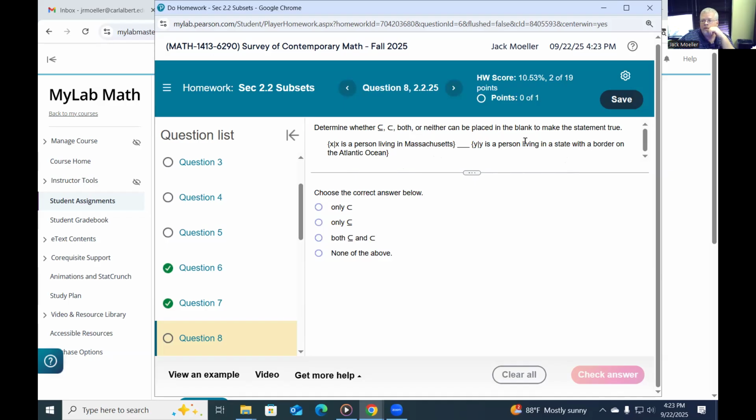Are they equal? Well, there are a lot of people living in states that border the Atlantic Ocean: people living in New York and Florida, North and South Carolina. So the set on the right is much bigger. So this is both.